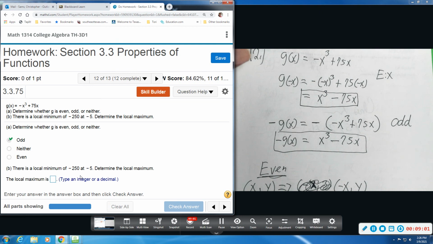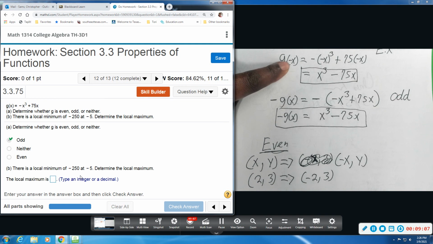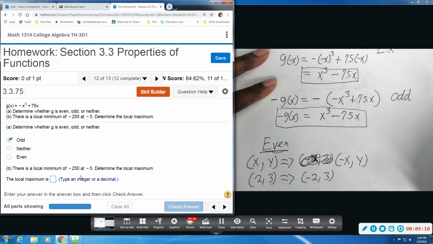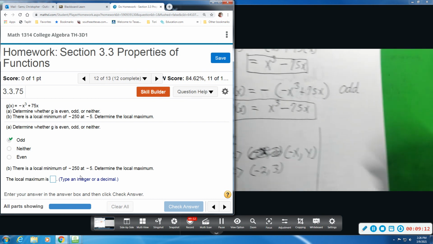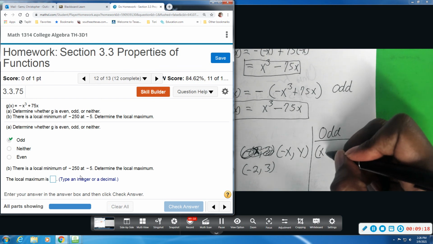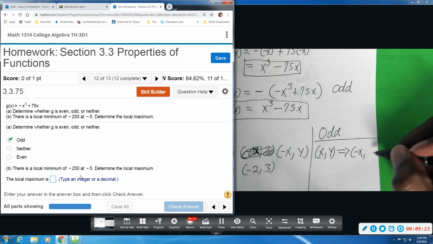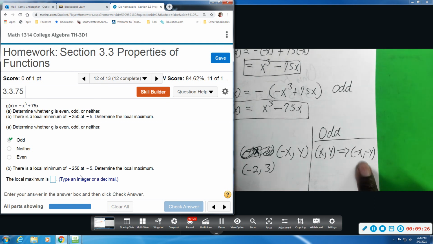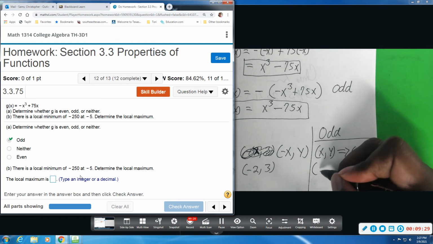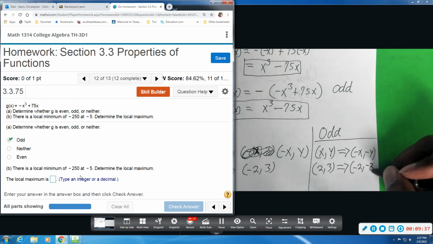Now, when we confirm that it's odd, we're changing both. x is negative, and on the outside, y is negative. So what this means to be odd, if we know that x, y is a point on the graph, we also know that negative x, negative y is a point on the graph. So same scenario, if I know that 2, 3 is on the graph, I therefore know that negative 2, negative 3 is on the graph. This is a property of what it means to be odd.